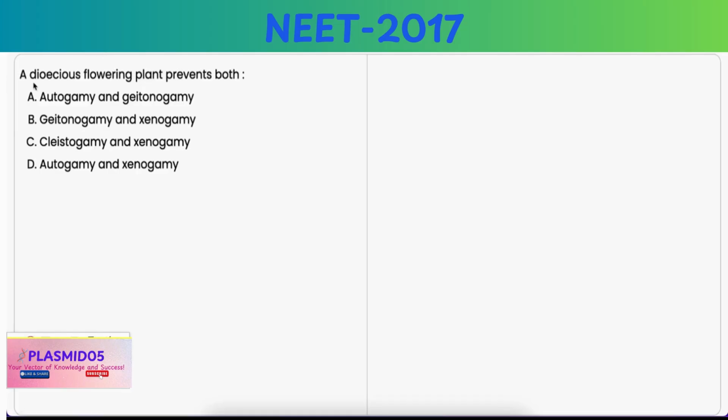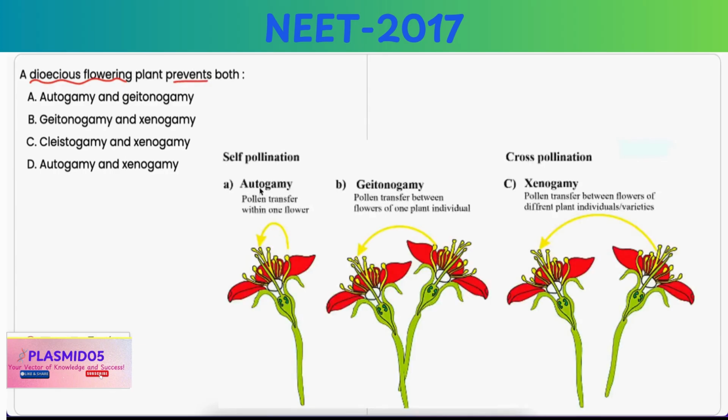A dioecious flowering plant prevents both option A, autogamy, and geitonogamy. Now, in dioecious plants, male and female flowers are borne on separate plants. And this separation ensures that autogamy, that is, self-pollination, cannot occur because a single flower cannot produce both pollen and ovules. And geitonogamy, that is, transfer of pollen between different flowers on the same plant, is also prevented because male and female flowers are on different plants. Hence, it is the correct option.